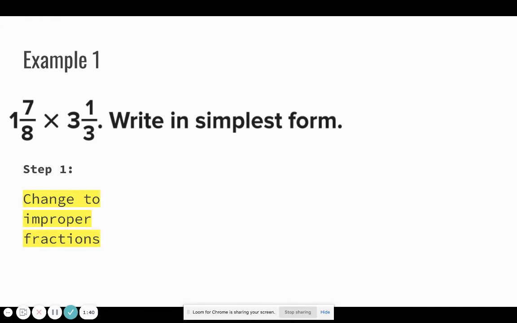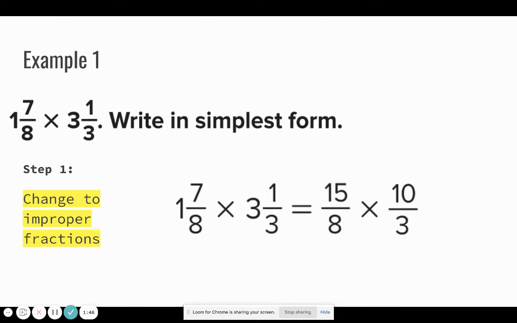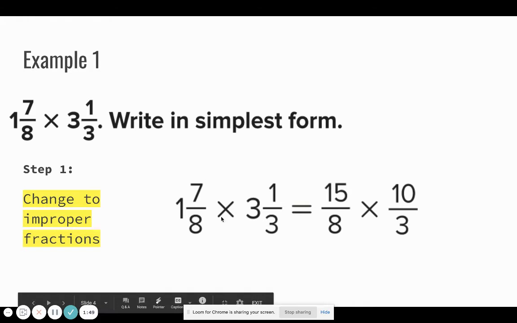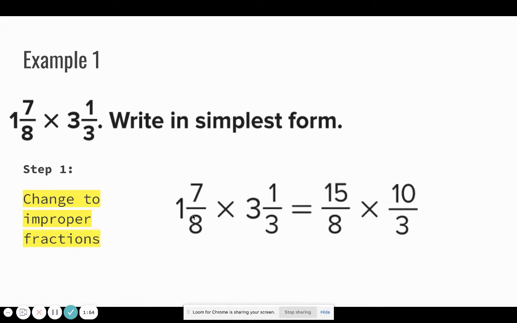Step 1 is don't forget to change to improper fractions. 1 7/8 becomes 15/8, and I get that by going 1 times 8 is 8, plus 7 is 15, and I put it back over the denominator of 8. For 3 1/3, 3 times 3 is 9, plus 1 is 10, so that's where I get this 10, back over the original denominator of 3. So I've got a new set of improper fractions, 15/8 times 10/3.